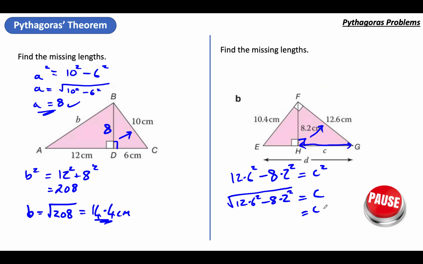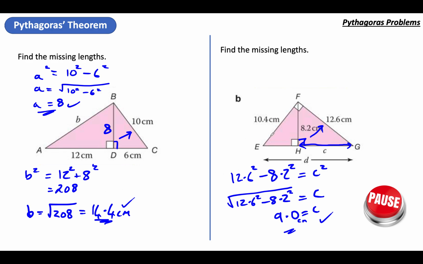Here we go. Right, 12.2 squared, take away 8.2 squared. Ooh, that's an interesting surd. 2 root 510 over 5. But into decimal places here, 9.0 to 1 decimal place, centimeters. 2 decimal places would be 9.03. So that's C. Well done.